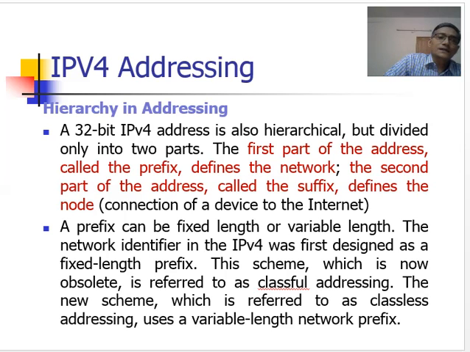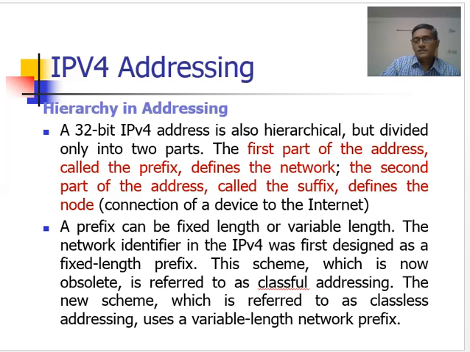Now, what is hierarchy in addressing? A 32-bit IP version 4 address is hierarchical in nature, so it is divided into 2 parts. One is called the network part, which we call the prefix. The second part we call the suffix, which represents the node. So the first part, the prefix, defines or represents the network, and the second part, the suffix, represents the node.